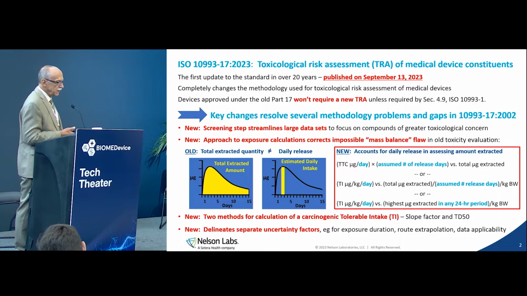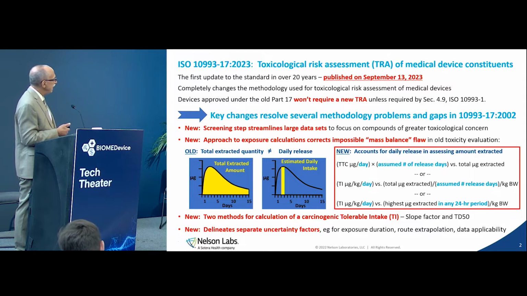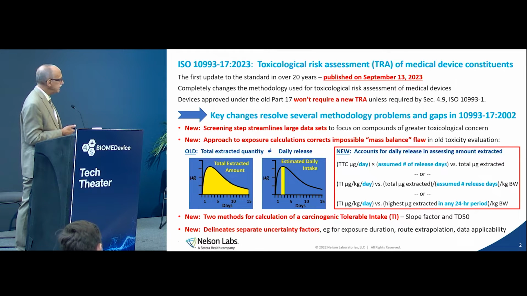This has been a long time coming, the first update to the standard in over 20 years, and they just published it 7 days ago, so this is kind of hot off the press. I was involved in that work group that wrote the thing and voted on it. It completely changes the methodology for what we do to assess the toxicity of the chemicals that are extracted from a medical device. The devices that were already approved and on the market under the old Part 17 risk assessment standard don't require a new risk assessment unless there's a change in the product as required by the biocompatibility guidance 10993-1.